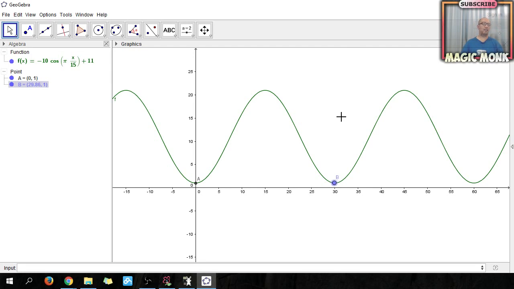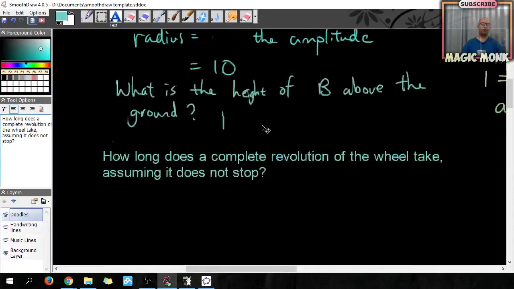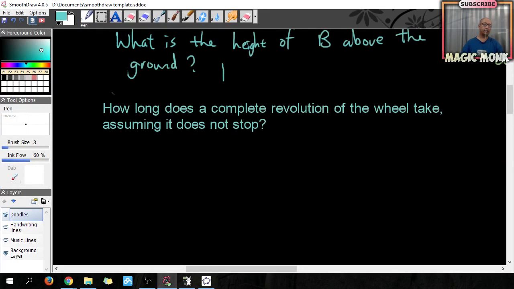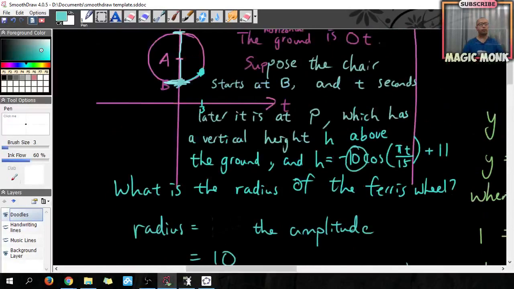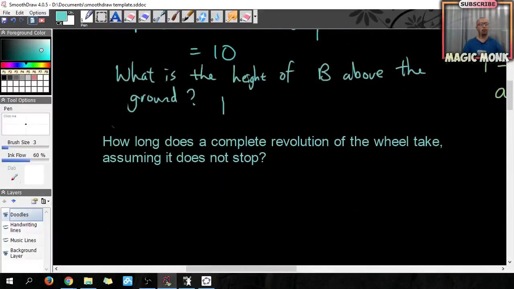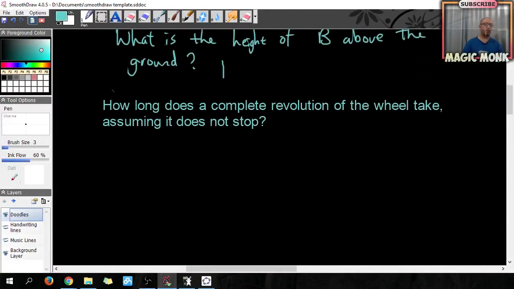And that's probably the same with this, like what is the height of B? So you probably should use some equation. So let's see if I can help you with that.